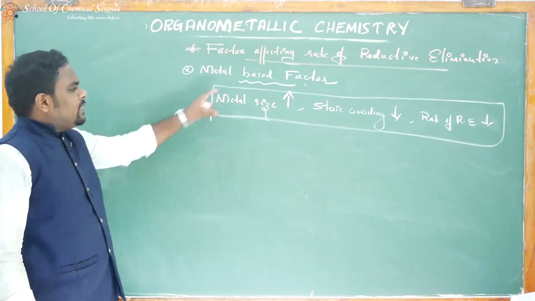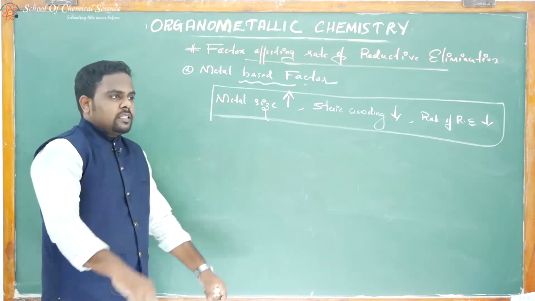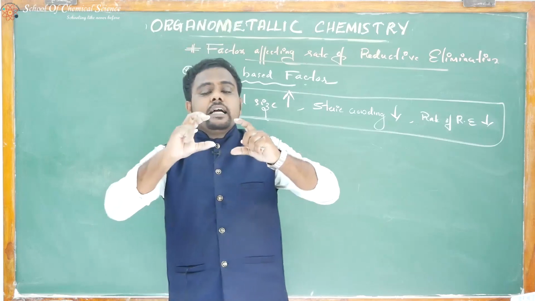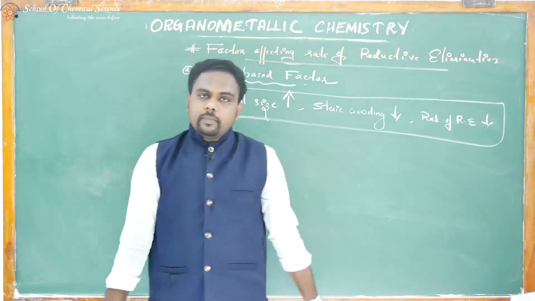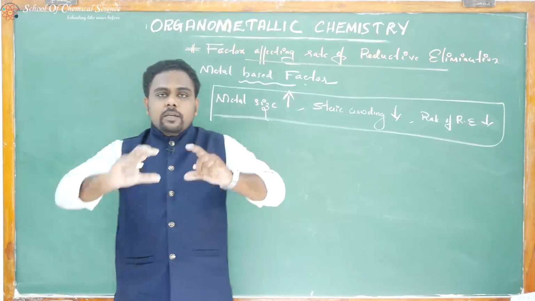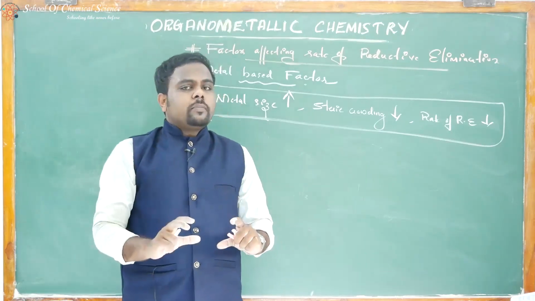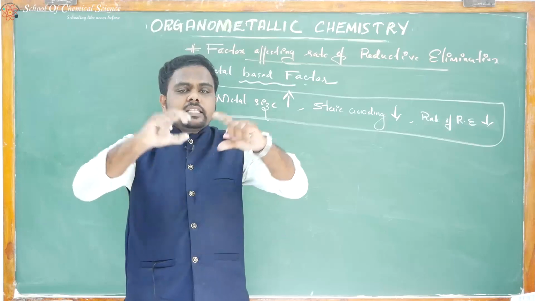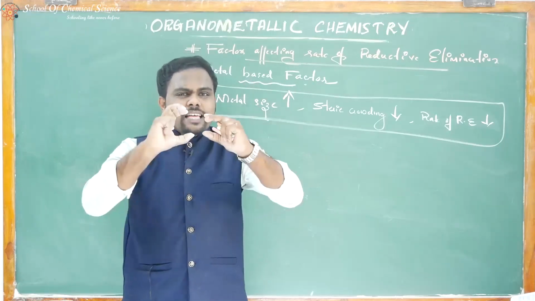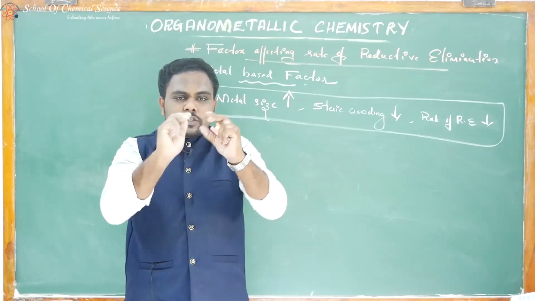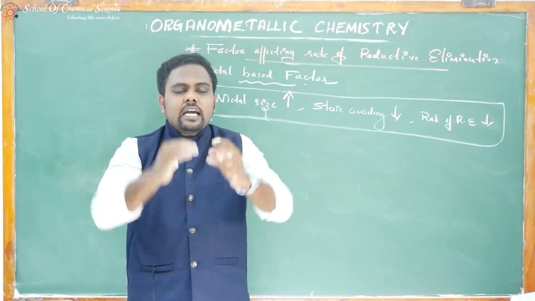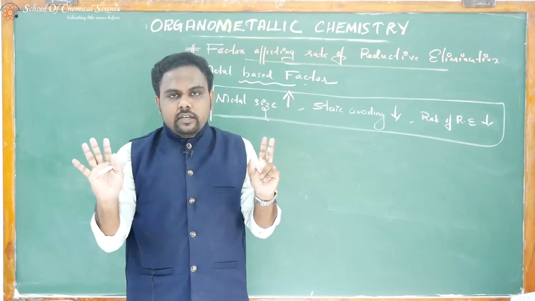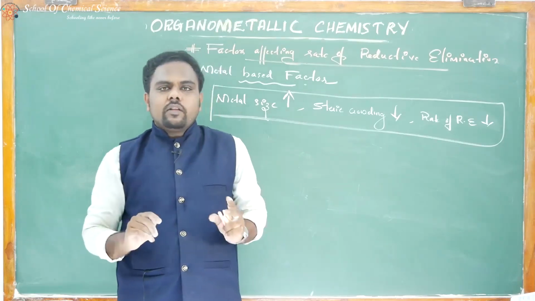When the size of the metal increases, steric crowding decreases. Why? For example, nickel, palladium, platinum. They are members of the same group. Down the group, the size of the metal increases. Nickel is surrounded by 4 ligands. You know the size of nickel is very small, so a small surface area is available. In that surface area, 4 ligands are coordinated. So definitely steric crowding will be there.